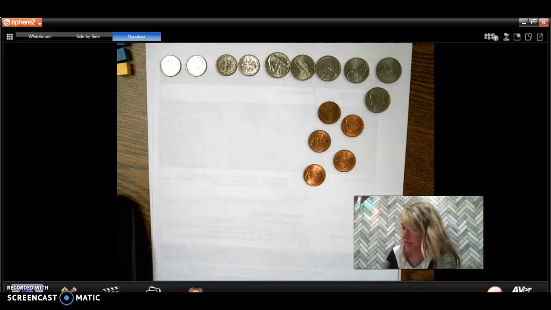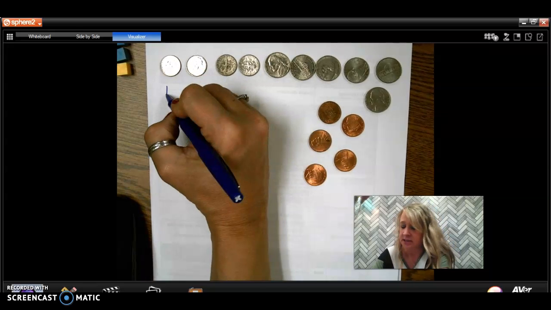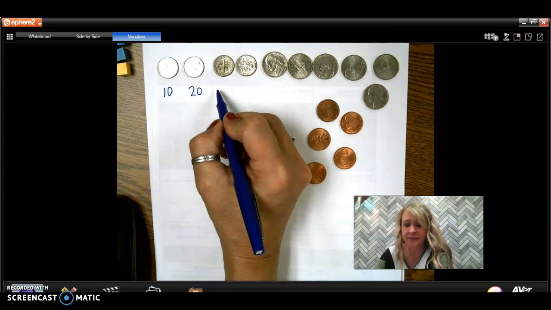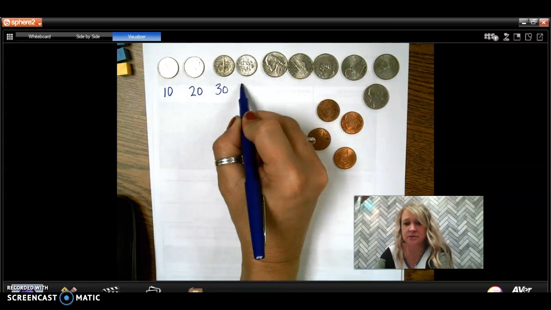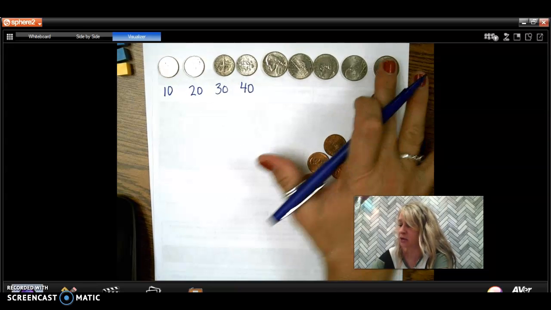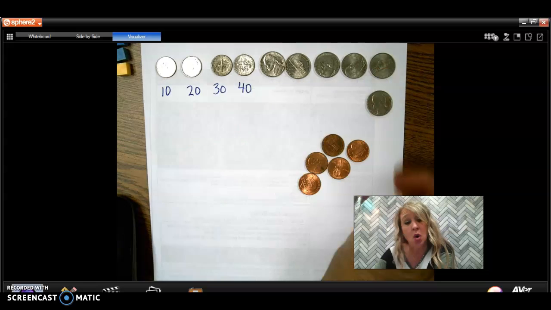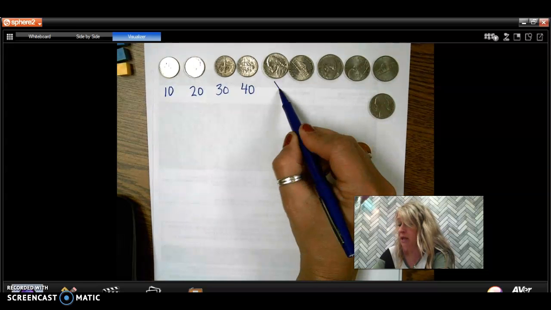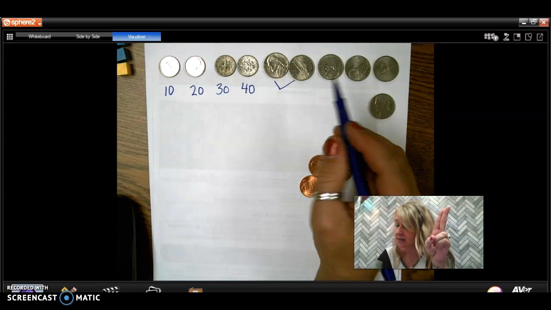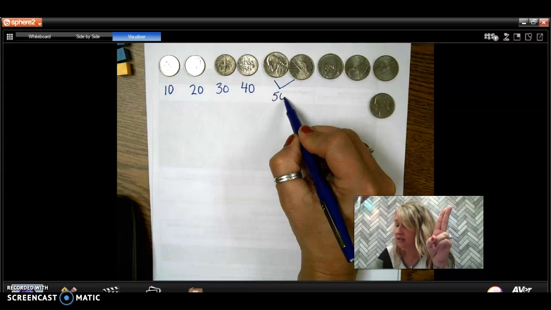All right, so count with me. Ready? 10, 20, 30, 40. Now let's look at the nickels. We have to count by 5s, or we can make these 2 nickels a 10. 2 nickels make 1 10. So that's going to be 50.